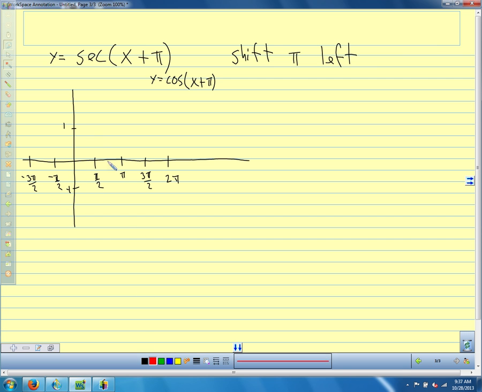And then I'm ready to start sketching my cosine function. Oh, and I need to start shifted left pi. And this shouldn't be 3 pi over 2. This should be negative pi. So I need to start shifted left pi. I'm going to start here.